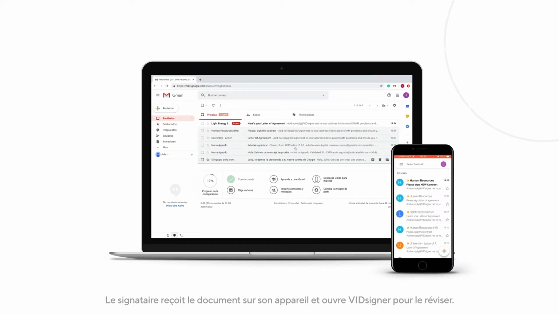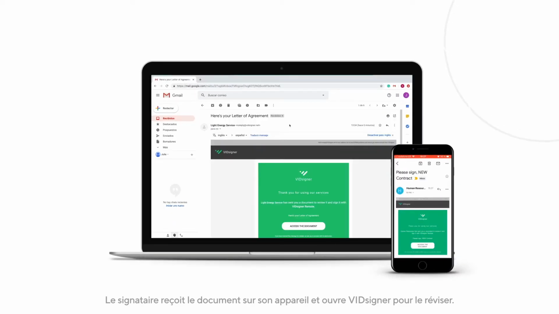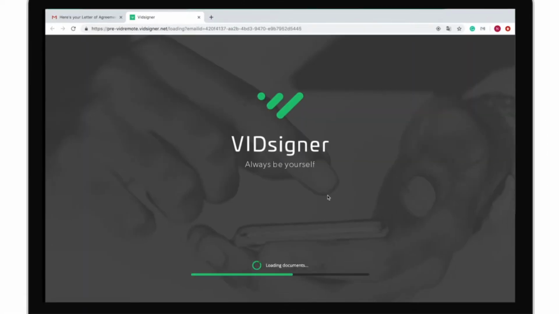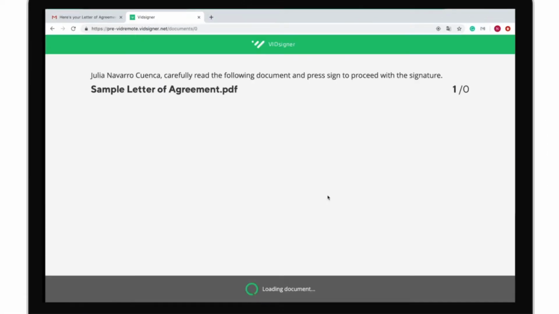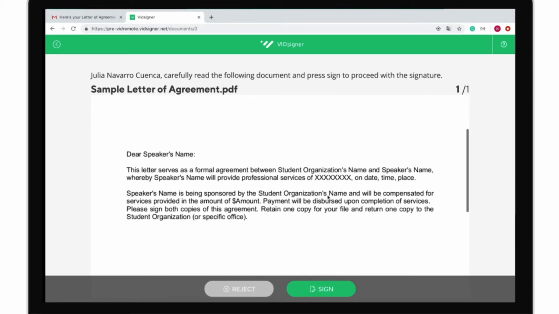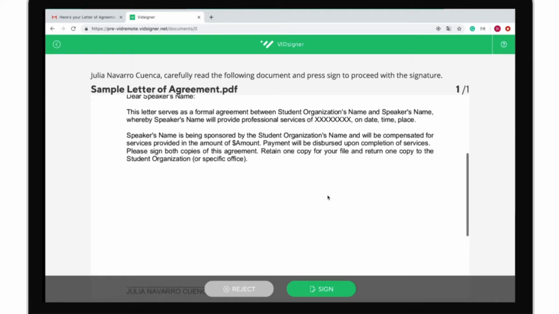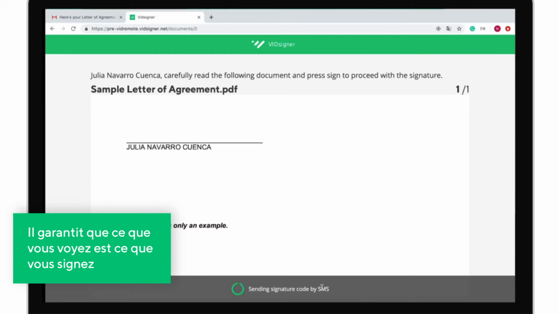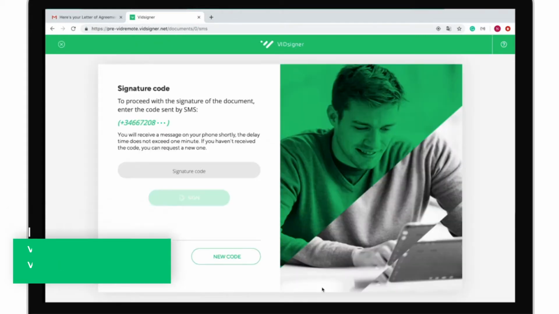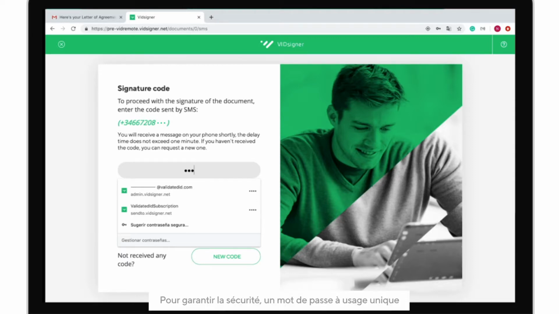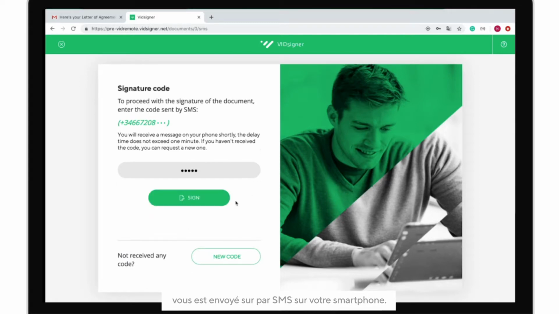The recipient gets the document on his own device and opens VidSigner for reviewing. To guarantee security, a one-time password is sent to the smartphone via SMS.